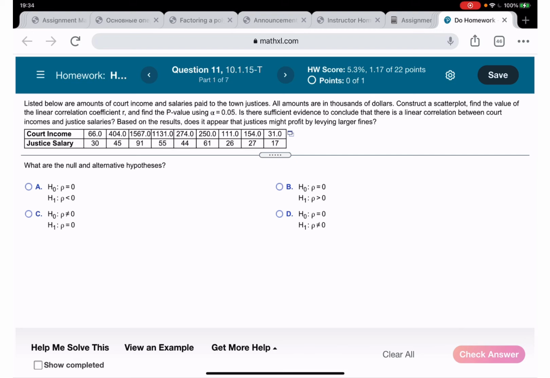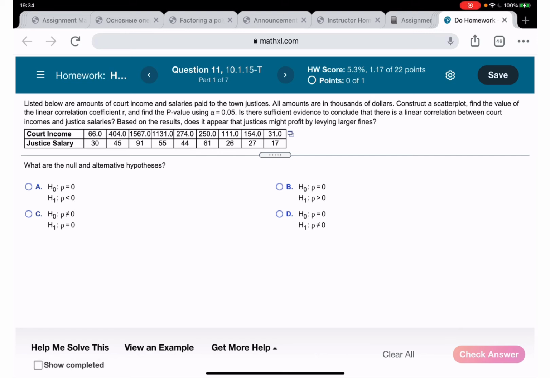Number 11. So let me open all. Okay, it doesn't show me. I guess it's not the same anyway. We have alternative and null hypothesis we need to build.